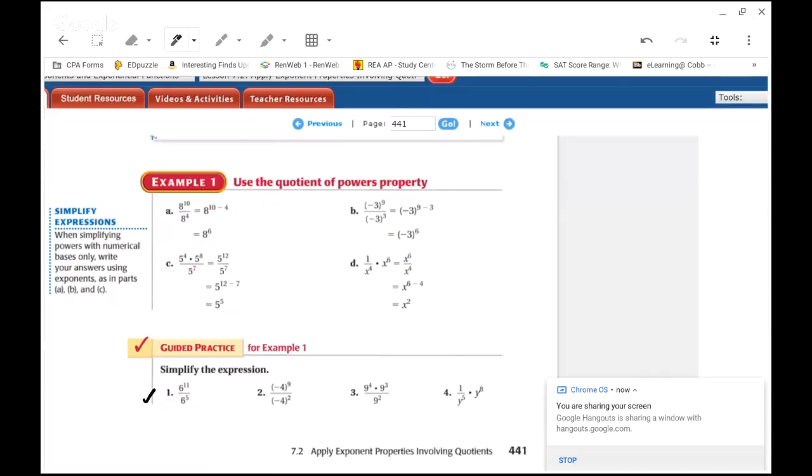I'm going to do number 1. 6 to the 11th over 6 to the 5th. Just like with multiplication you add, with division you subtract. So you got 11 minus 5. So your final answer, as long as it's positive, goes in the numerator. So it's going to be 6 to the 6th power. Does that make sense?